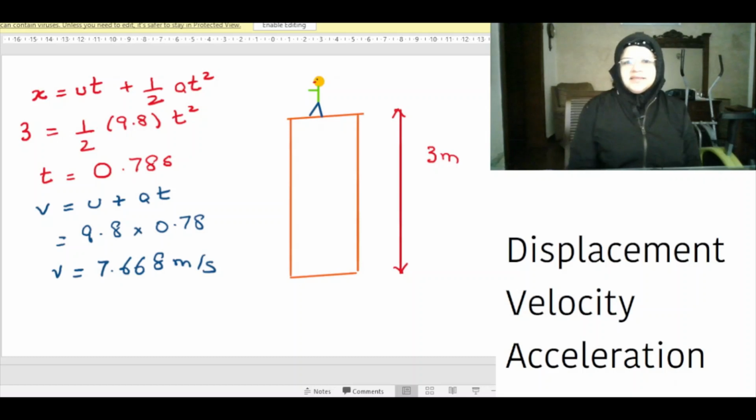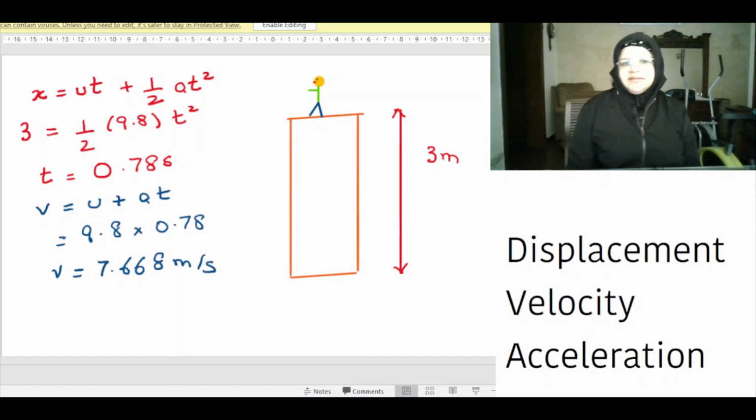Let's consider the case that the person jumps from the building of height 3 meters. X is equal to ut plus half at square. X is the height of the building, which is equal to 3 meters. U is the initial velocity, which is equal to 0. A is the acceleration due to gravity, that is 9.8 meter per second square. We calculate that the time taken to reach the bottom of the building is 0.78 seconds.